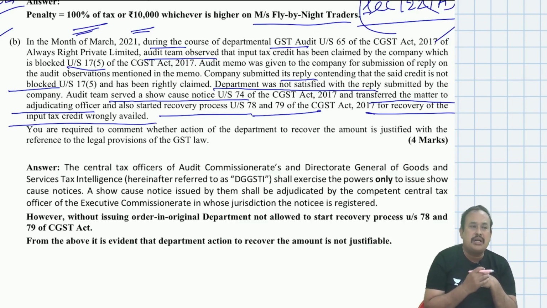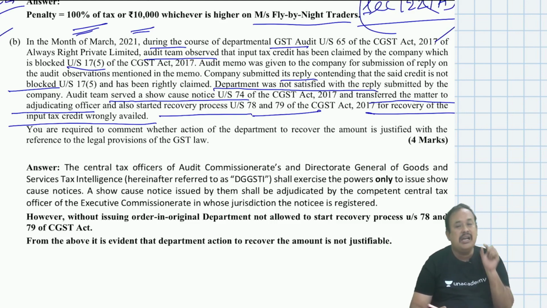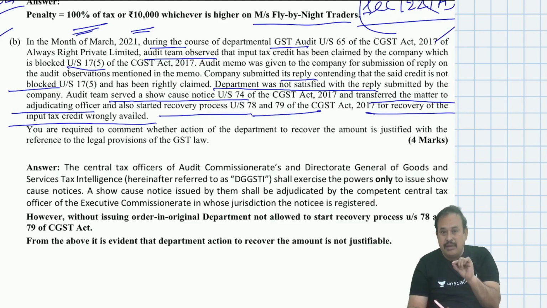You are required to comment whether the action of the department to recover the amount is justifiable with reference to the legal provisions of the GST law. My dear friends, we have a concept. The audit team is empowered to issue a show cause notice, but they cannot adjudicate the order. That will be transferred to the respective jurisdictional officer of central tax or state tax, as the case may be.